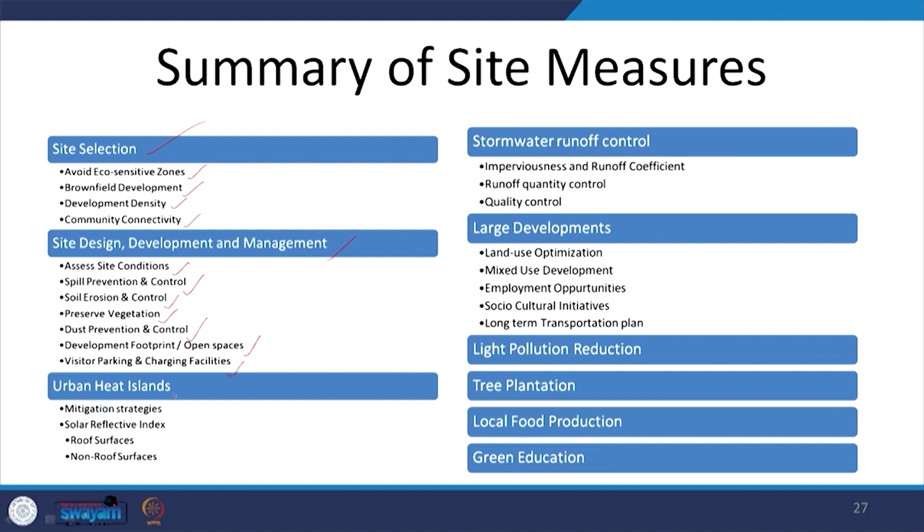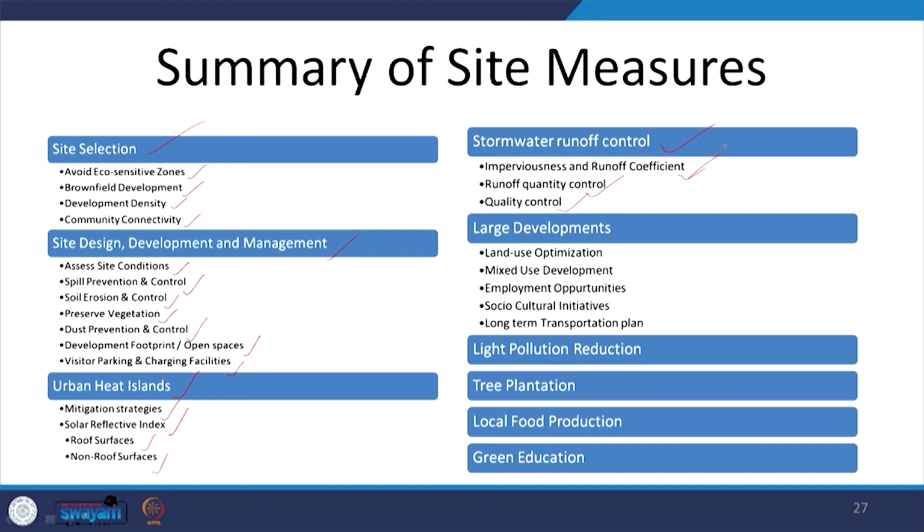The next very important head was urban heat islands. So, we looked at the mitigation strategies, solar reflective index, the non-roof and roof surfaces for reduction of urban heat island. Next, we discussed stormwater runoff control, where we talked about imperviousness and runoff coefficients, the runoff quantity control and also the quality control.